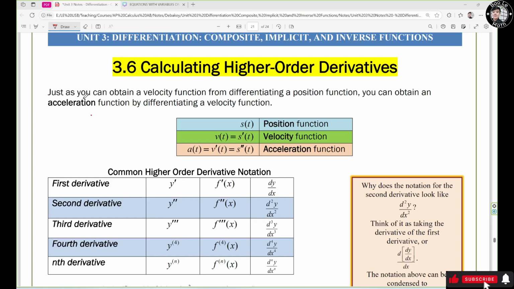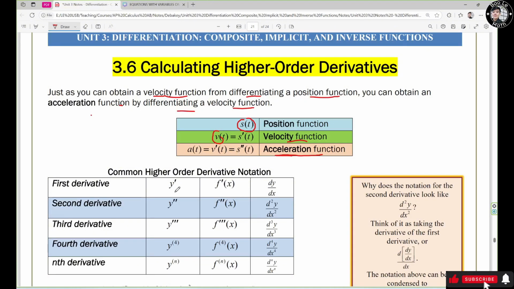Hello everyone, in this video, let's explore topic 3.6, calculating higher order derivatives. Just as you can obtain a velocity function by differentiating a position function, you can obtain an acceleration function by differentiating a velocity function. Given the position function s of t, the first derivative is the velocity function. If you keep taking the derivative of the velocity function, or the second derivative of the position function, you will get the acceleration function.